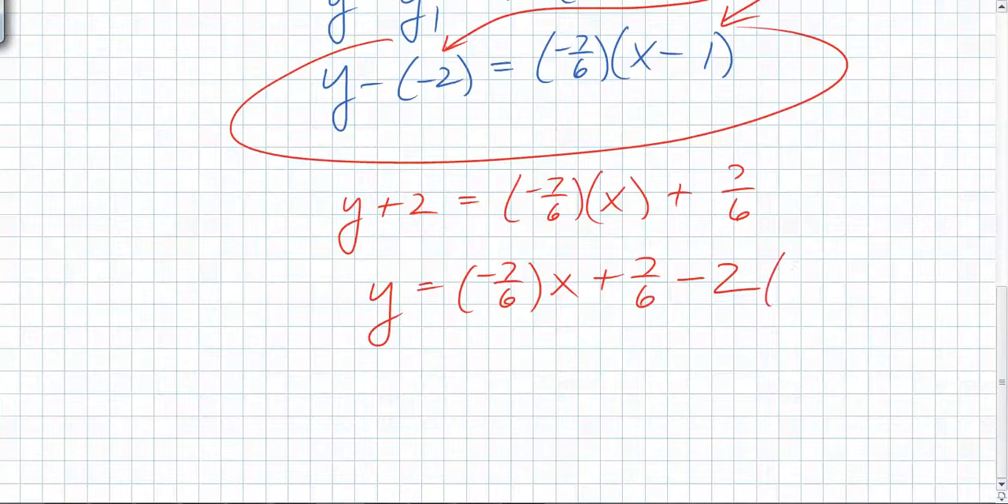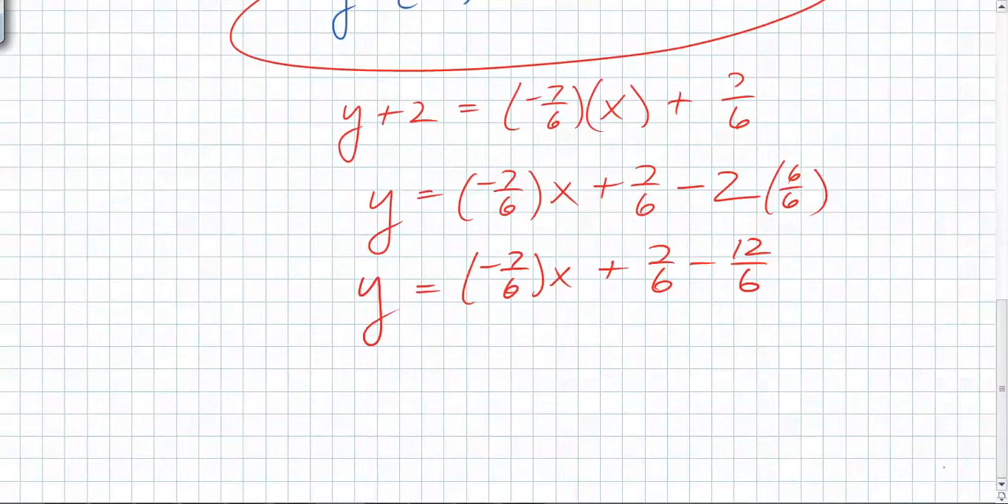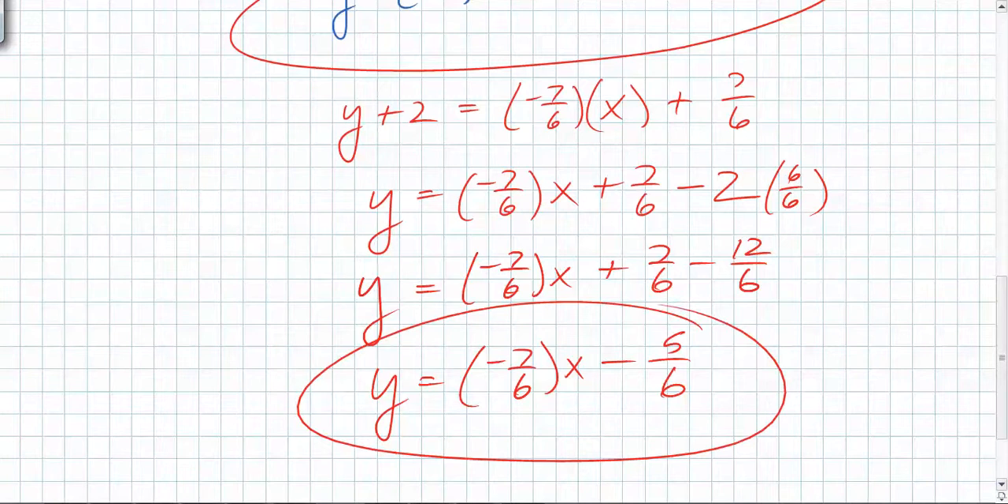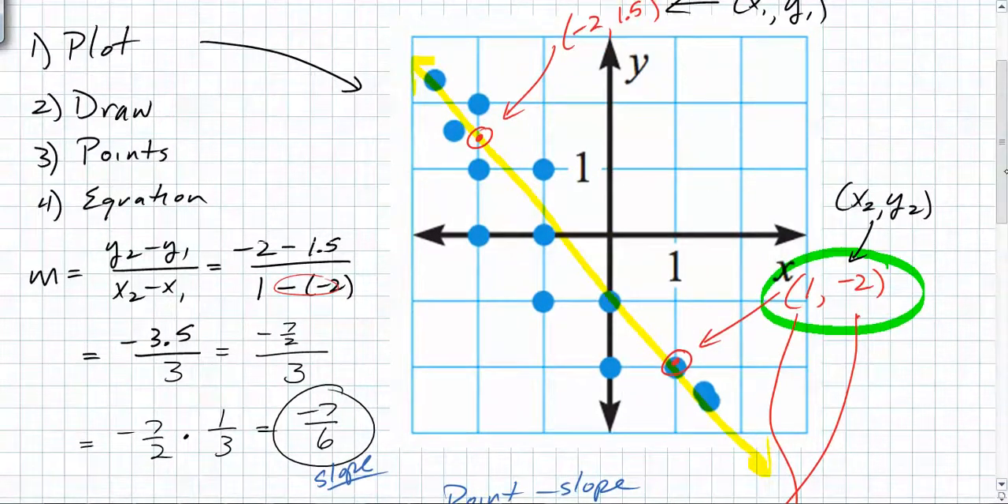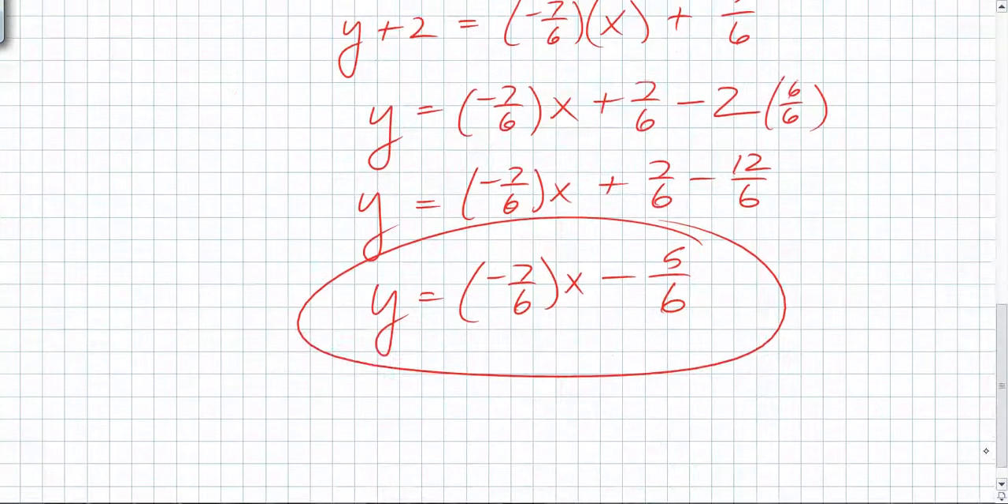We need this to be in sixths, so it's going to be 12 over 6. So we end up with y is equal to -7 over 6x plus 7 over 6 minus 12 over 6. 7 minus 12 is -5, so y is equal to -7 over 6 x minus 5 over 6. And let's see if that makes sense. The slope is -7 over 6, so it's about -1. Looks like the slope is about -1. And then our y-intercept looks like it's about -1, and we got -5 over 6.